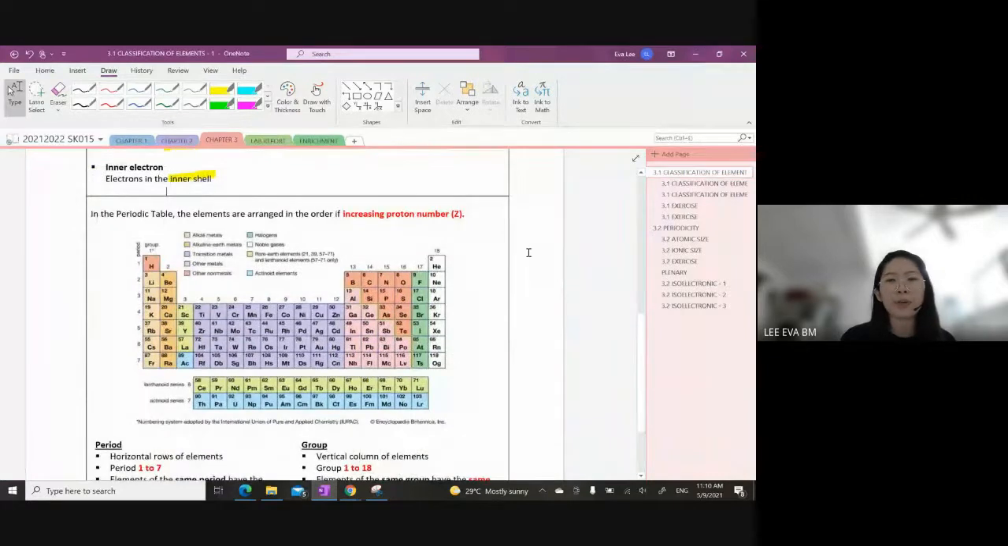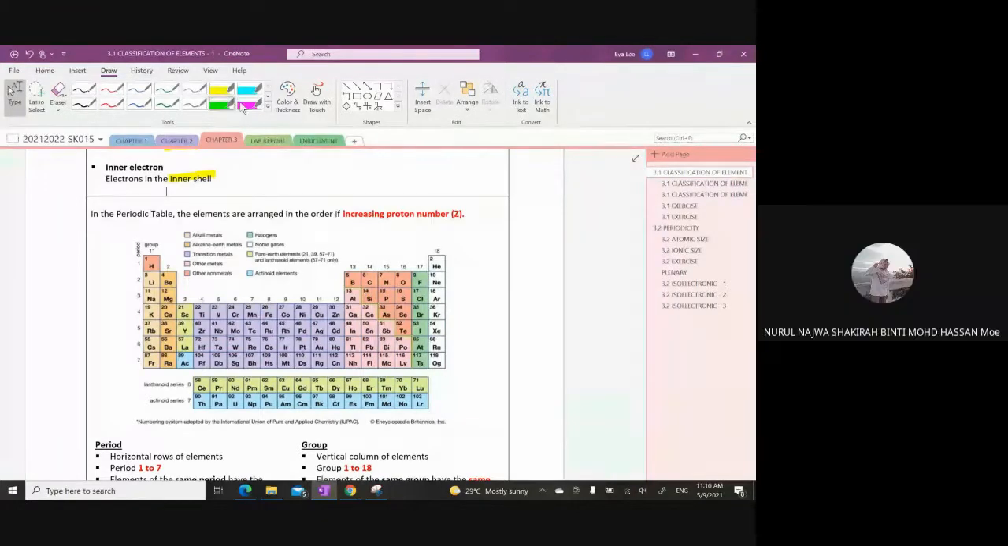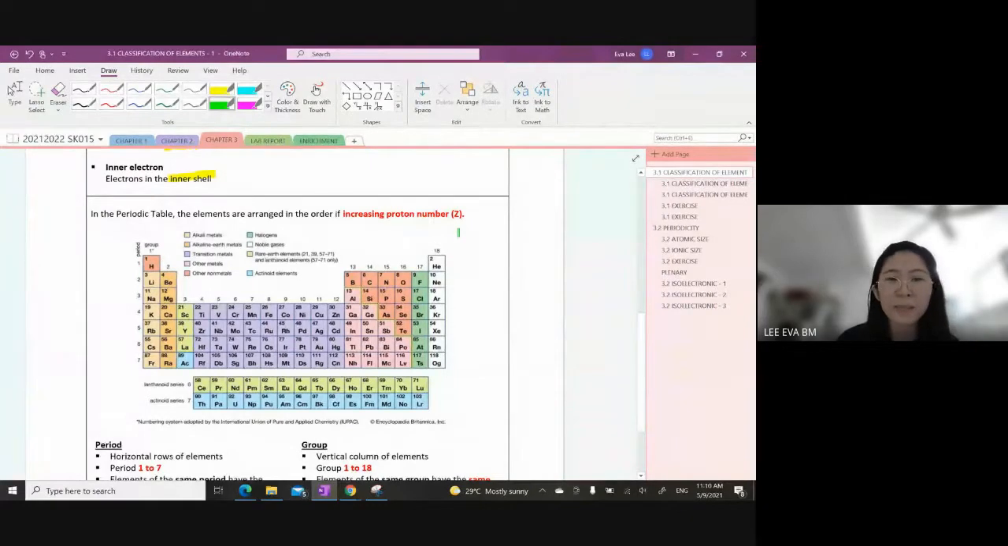Inside the periodic table, I think you're quite familiar with this, isn't it? You have studied the periodic table before, right? You always see it in chemistry. The periodic table is what you need to study for this chapter 3. How is the group arranged? How is the period arranged? And how does it relate to your electronic configuration?